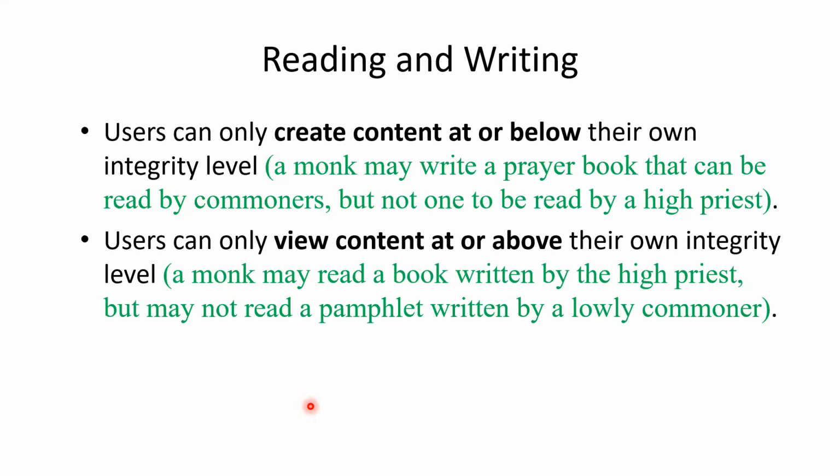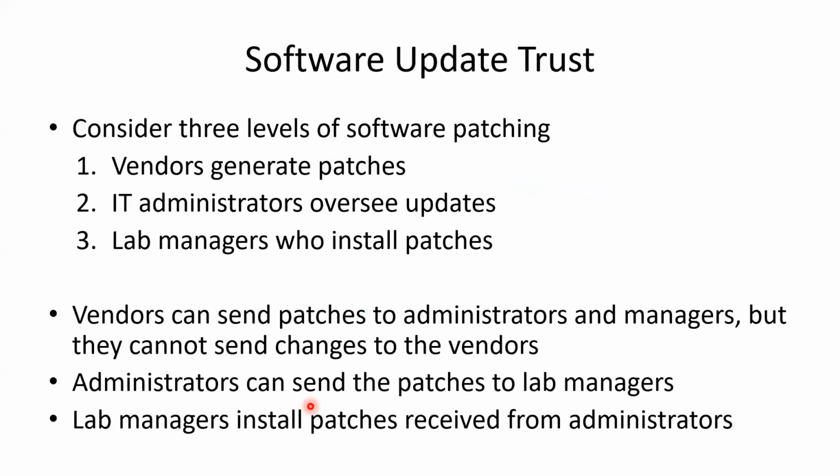Meanwhile, the monk can read a book written by the high priest, but cannot read a book written by the commoners. Presuming the high priest knows whatever high priests know, and keeping things trusted, they can look at the trusted information from the high priest, but they can't look at the stuff from the commoners.